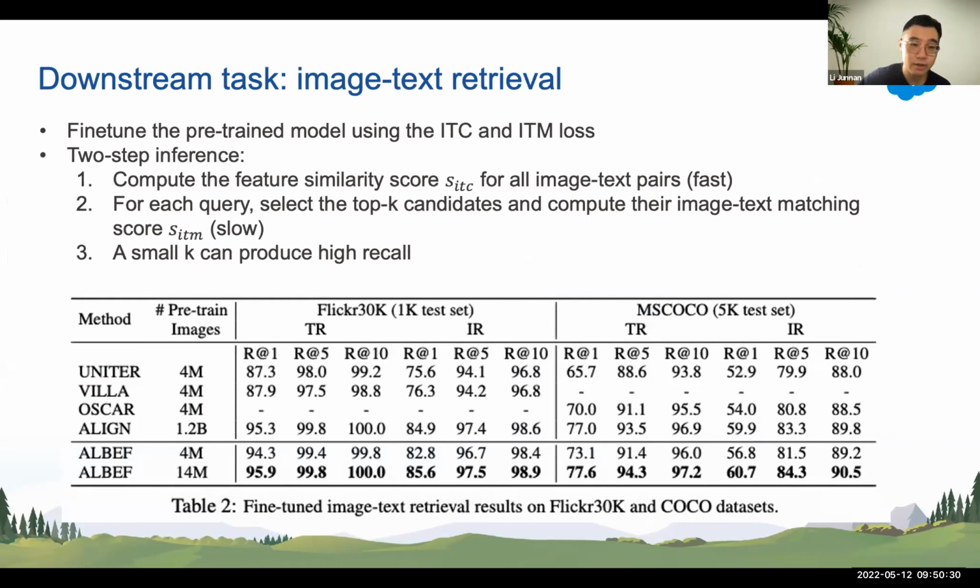If you look at the evaluation, our LBAF is much better than previous work in terms of the recall for both Flickr and MS Coco, those 2 datasets. And this Align is a paper from Google that actually used 1.2 billion images for pre-training, but we only use 40 million, which is 100 times smaller.